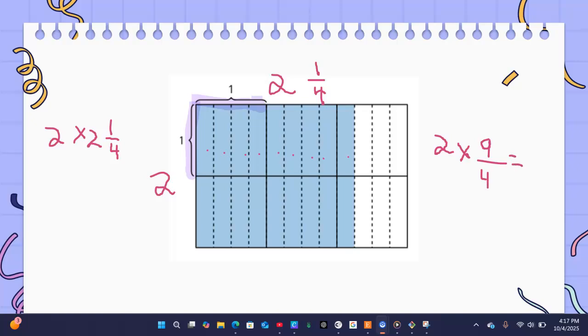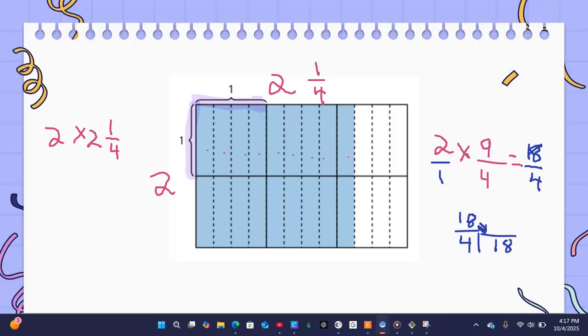Let's work this one out. This one should be pretty easy. Whenever we're multiplying a whole number by a fraction, we put that 1 underneath it. 2 times 9 equals 18, over 4. And now we are going to convert it. We remember that whenever we see the fraction bar, that is a division symbol. It's just like division, so we're going to drop it into a long division bar.